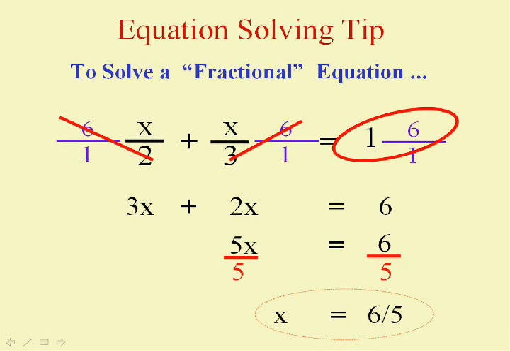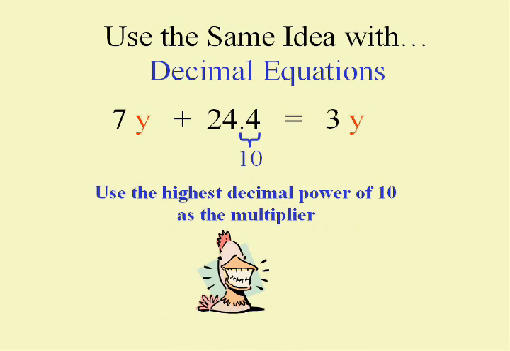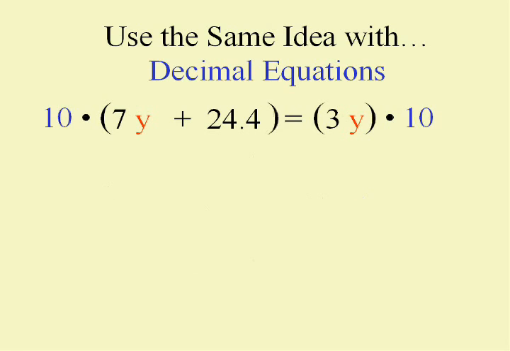So I hope you see that really our first step to solving these fractional type equations was to get rid of the fractions. And that's what we're going to do with decimal equations. We're going to use the same idea. We're going to get rid of the decimals. Now I only see one decimal, and it's only one decimal place. So if I multiply by 10, remember what my trick is, multiply by 10 moves the decimal over to the right and it won't be a decimal anymore. But if I do it to him, I have to do it to everybody. So I'm going to multiply everybody by 10.